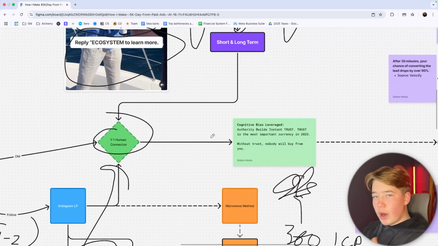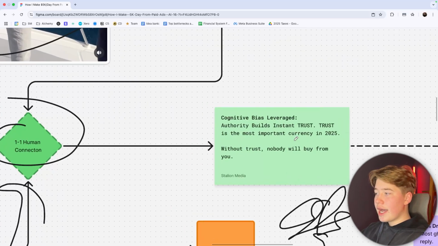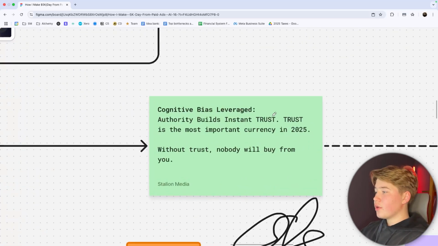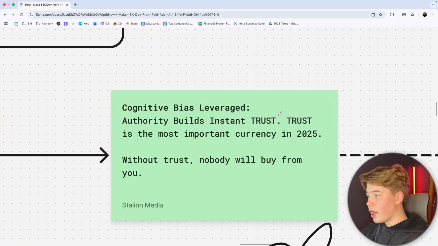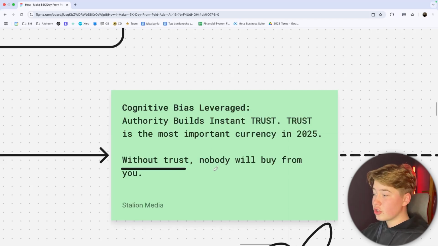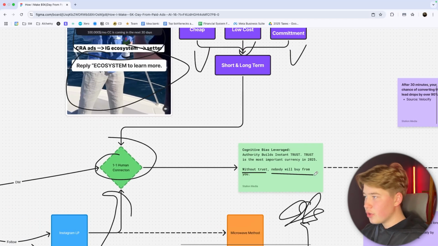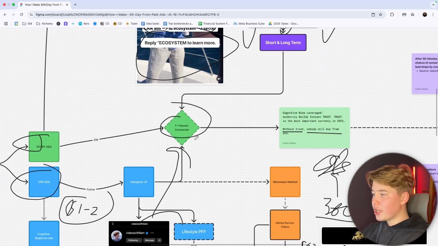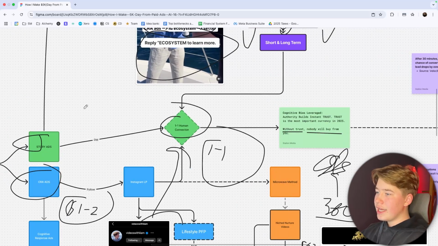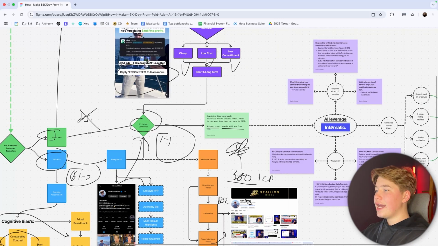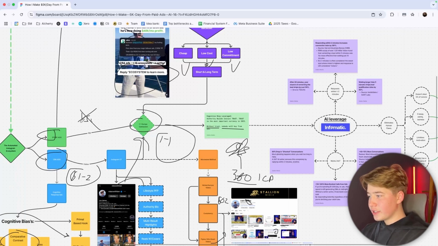So what are we leveraging here? We're leveraging the cognitive bias of authority, because authority builds instant trust, and trust is the most important currency in 2025, because without trust, no one's gonna actually buy from you. So one-to-one human connection is literally the epitome of trust. Instead of a VSL, instead of a landing page, instead of any of this BS, these people are actually getting nurtured by you, they're trusting you, they're liking you, all these things.